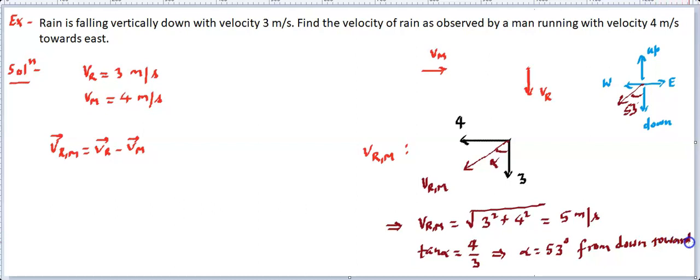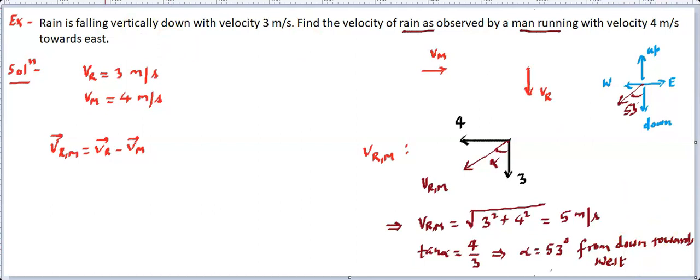What you need not to confuse with: you should not consider this as south, and you need not to say from south to west. That will become wrong because that's three-dimensional, right? So that's a very basic example, and this was given to us. We have simply handled the two together, and we are able to say what is the velocity of rain as observed by the running man. Answer is 5 meters per second, at angle 53 degree from vertically down towards west.